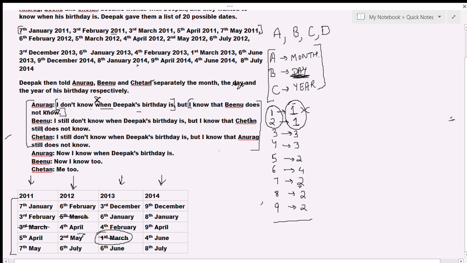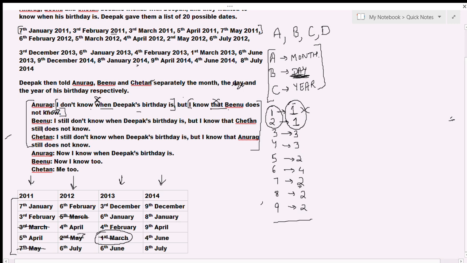So 2nd May is not the case, which means Anurag must not have gotten the month as May. So we'll remove all the dates which have May. Now what we have done is we have removed this. So we have used both the parts of Anurag's statement.